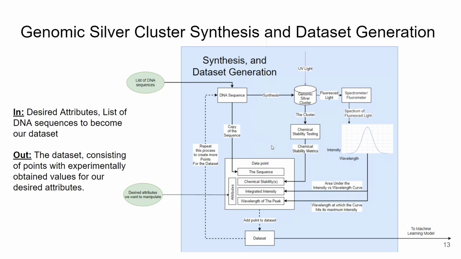We put in this original sequence, the chemical stability, the integrated intensity, and the wavelength of the peak, and this becomes a single data point that we care about. And then we do this a bunch of times. We repeat this process for all of the DNA sequences, and that is our data set. So ideally, we have like 2,000. I think in our current data set, we have 2,134 of these. So of these data points that have been physically constructed, we've figured out what the integrated intensity and wavelength of the peak is, and we have a nice data set of that. And then we use this data set that we've constructed physically to train our machine learning model.